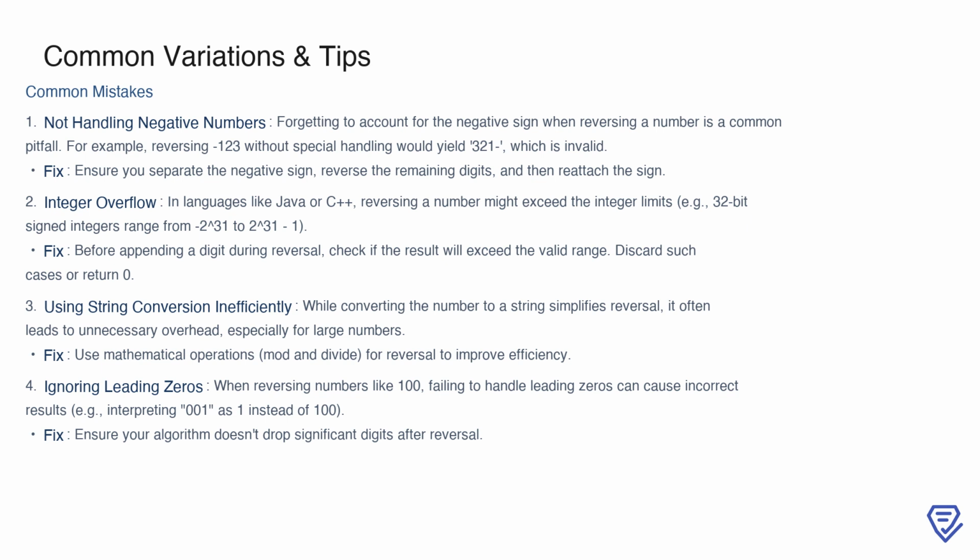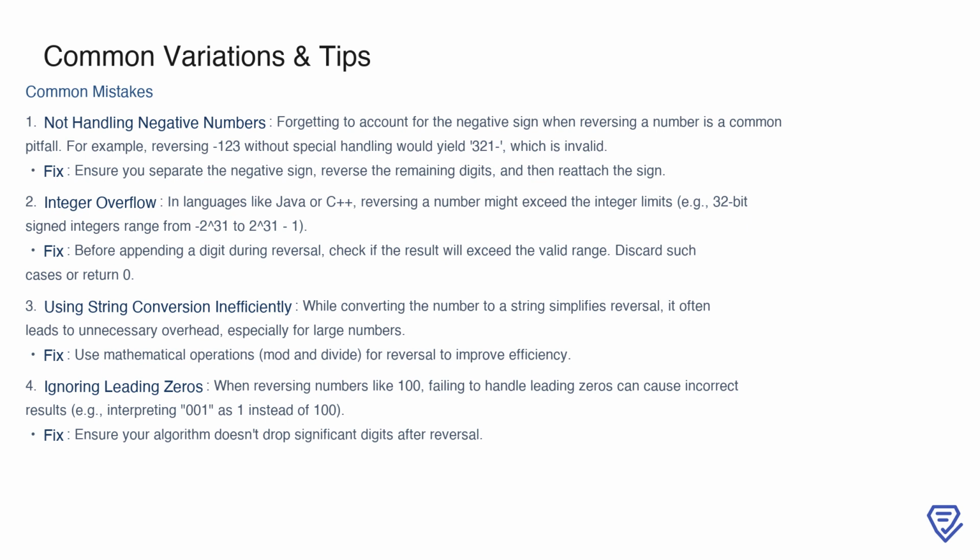When working on the reverse integer problem, there are a few common mistakes to watch out for. One frequent issue is not properly handling negative numbers. For example, if you reverse -123 without accounting for the negative sign, you might end up with 321-, which is invalid. To fix this, you can separate the negative sign, reverse the digits, and then reattach the sign afterward.